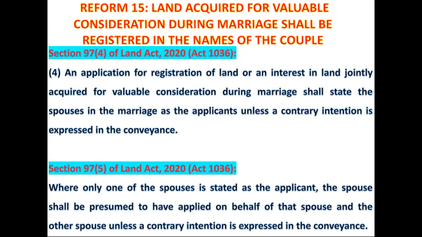If you're a married person and the property was acquired jointly during the course of the marriage for valuable consideration, remember, they are saying that the registration must state both spouses as the applicants for the registration, unless you have a different intention in the conveyance.